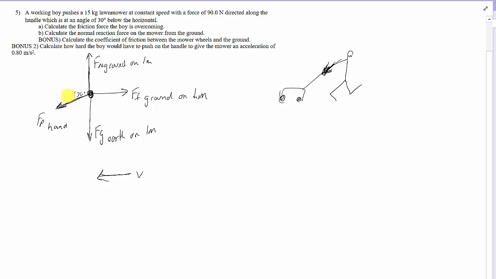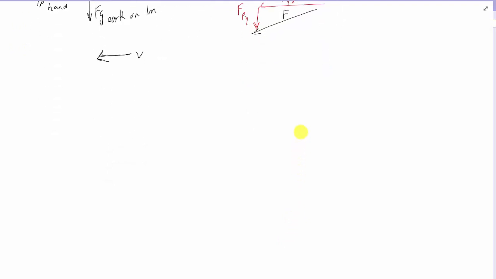I'm going to redraw it. Instead of using this vector for force, I'm going to replace it with FPY and FPX, the components of that vector. So let's redo this diagram. FG, FF. I don't know why I do that so big. It should be the other way around. And there'll be FPX and FPY. So there's the force diagram.